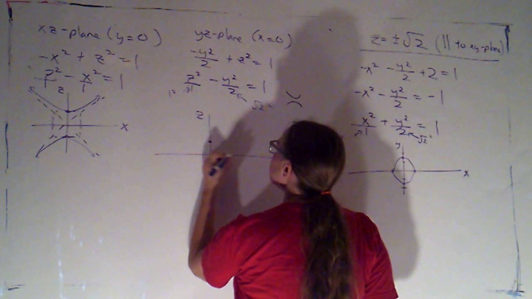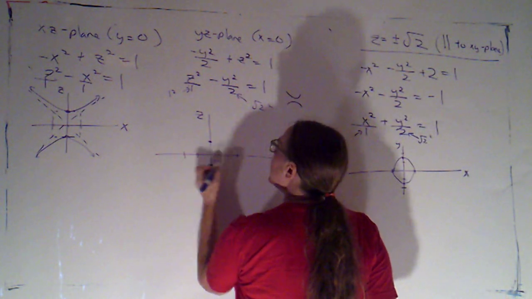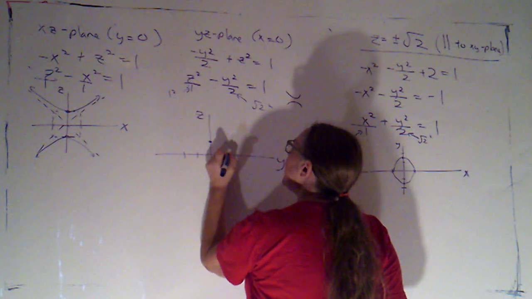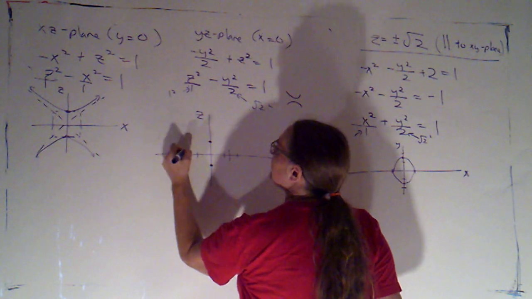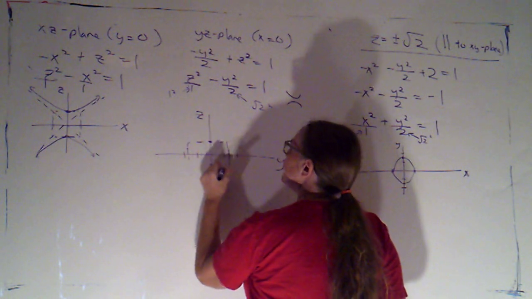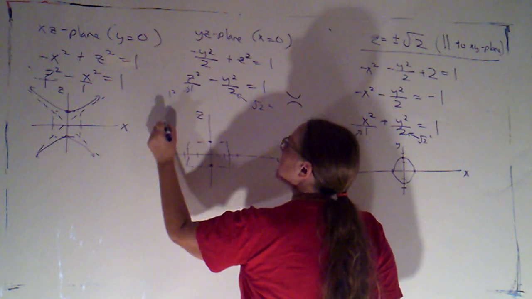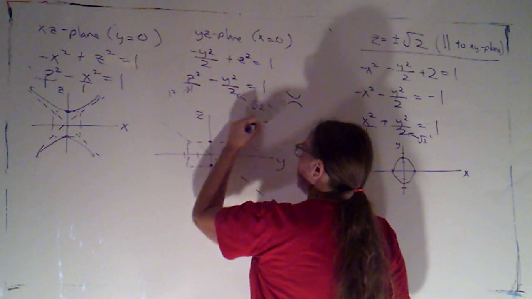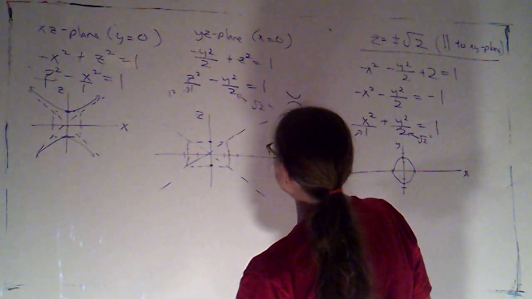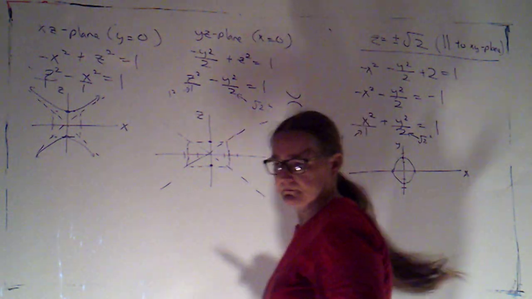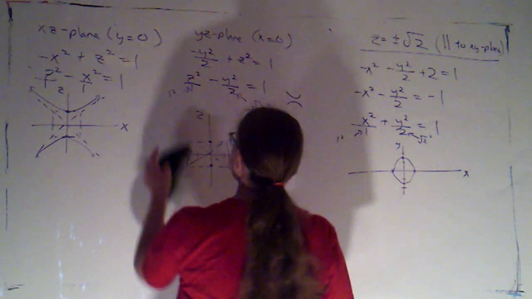Now, in the horizontal direction, I'm coming root 2 over to the left and to the right, so that I can draw in the asymptotes. I didn't draw that very well. Let me clean that up just a little.